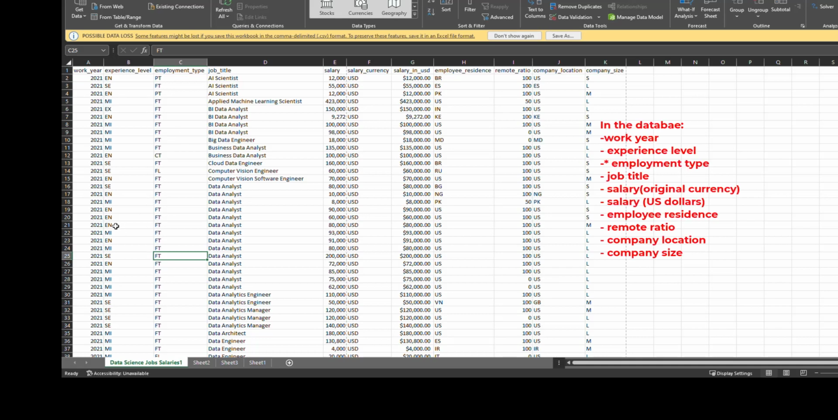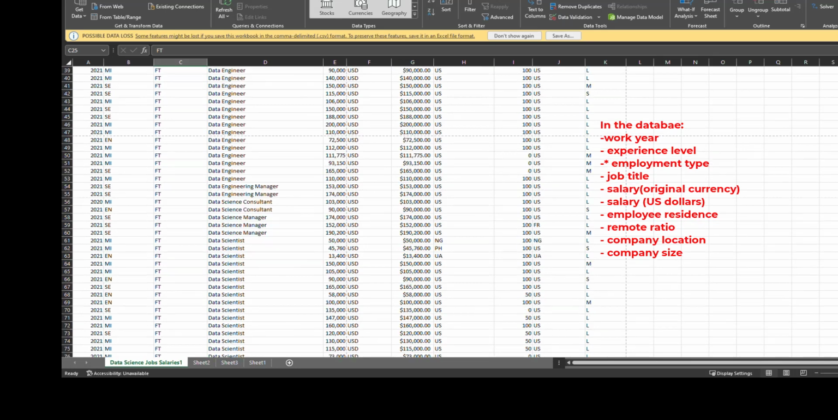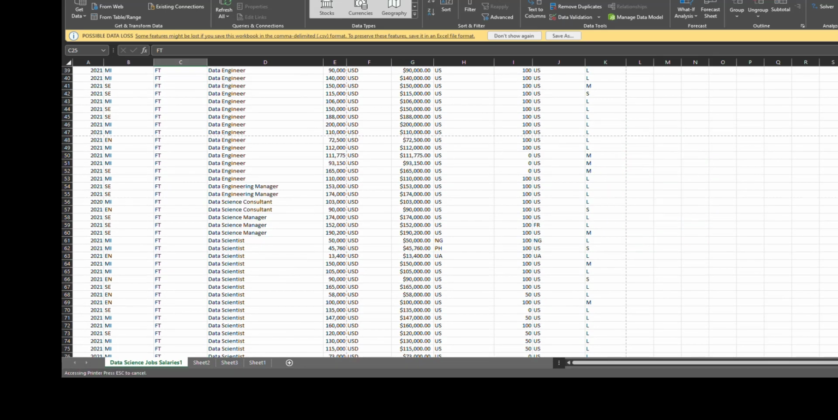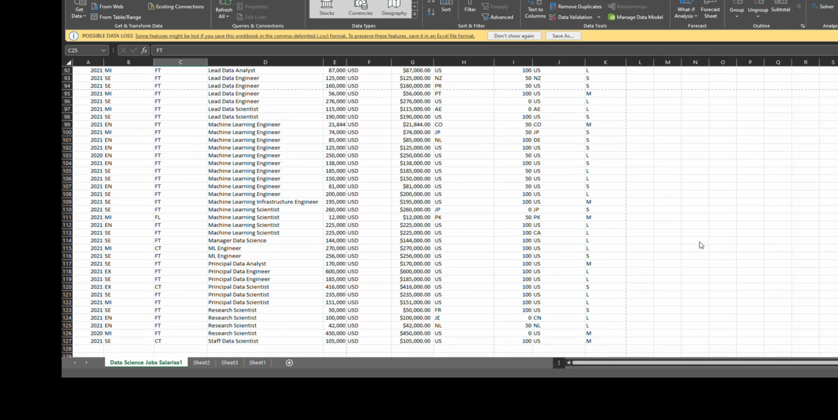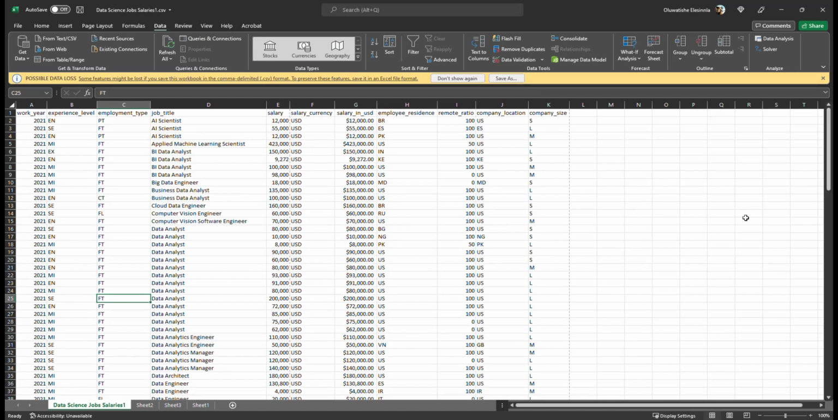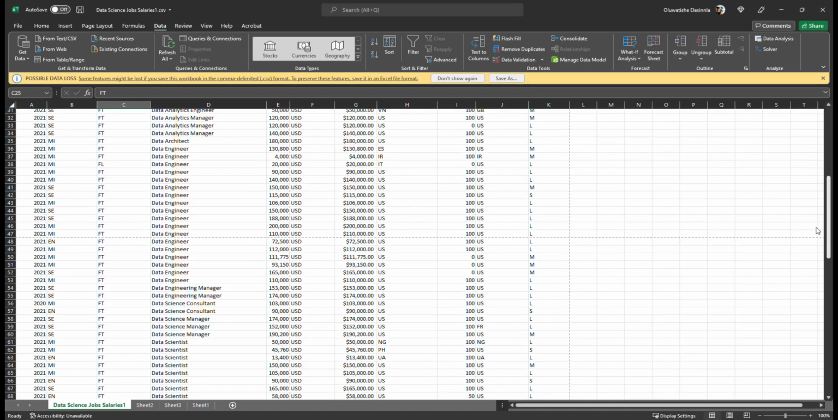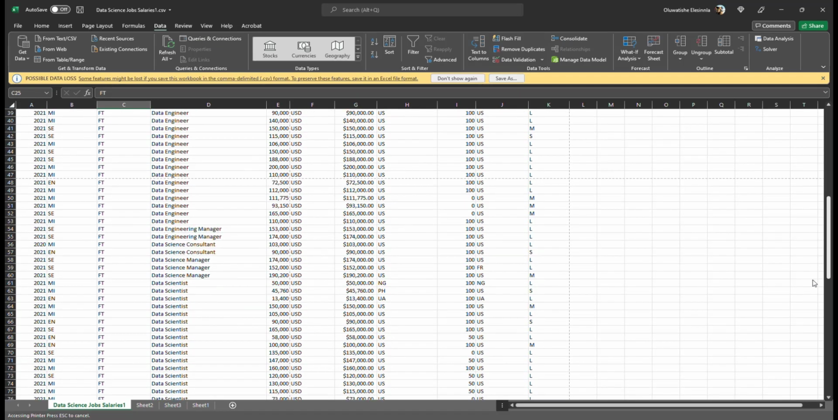Here we see the database that has experience levels, employment type, job title, salary, salary currency, salary in US dollars, and salary in its original form of currency. We also see employee residence, remote ratio, company location, and company size. Now this is a lot of information, so the first thing that we need to do is sort the data.